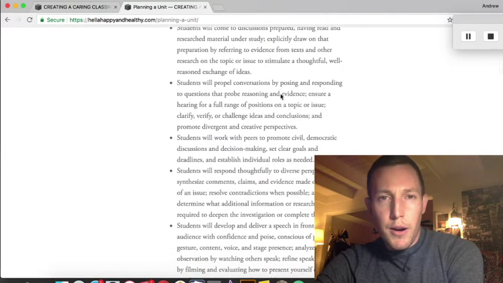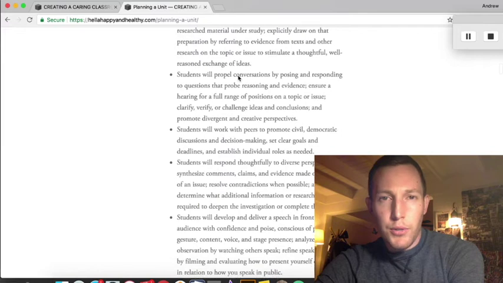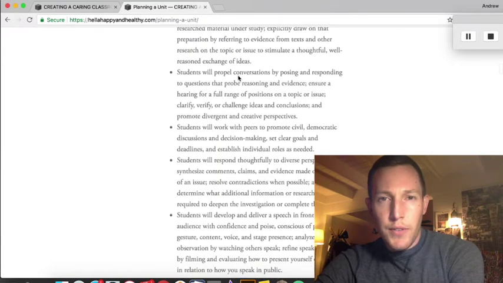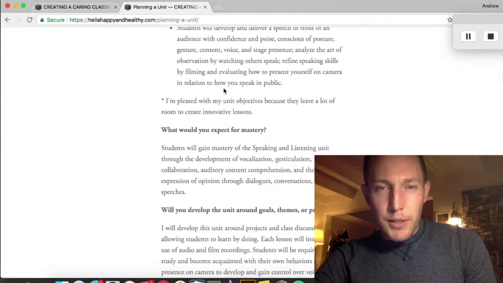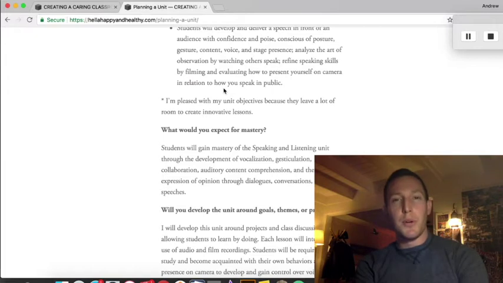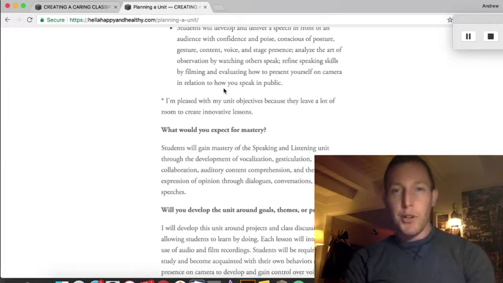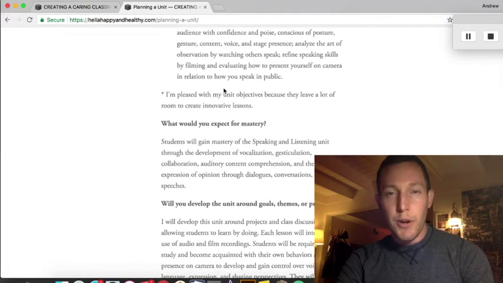The vision of my unit has a lot of objectives. Students will prepare, having read materials, and they'll draw conclusions from evidence, text, and research. Ultimately, they'll learn how to speak in front of a camera and in front of people, maintaining posture and voice, and speaking with clarity.